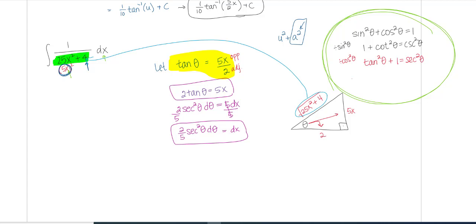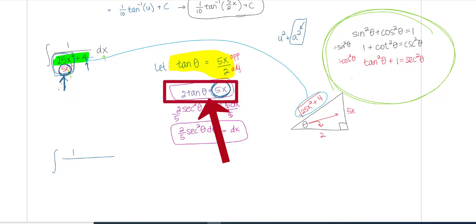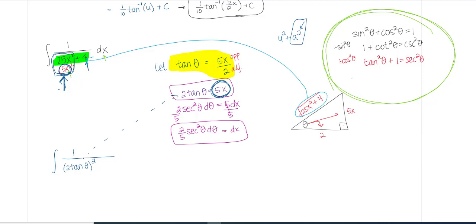Let's do these substitutions. So I have the antiderivative of 1 over. In place of the 25x squared, remember we said that was the quantity 5x squared? Well, I know what 5x is. 5x is 2 tangent theta. So in place of the 25x squared, or the quantity 5x squared, I'm going to put 2 tangent of theta squared, because again, that comes from here. Then I have plus 4, nothing to substitute there yet.